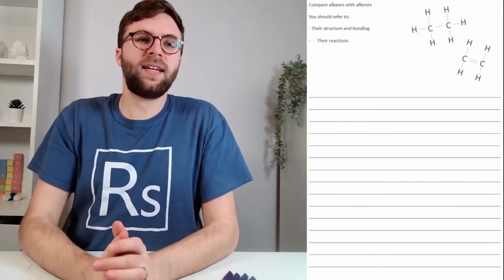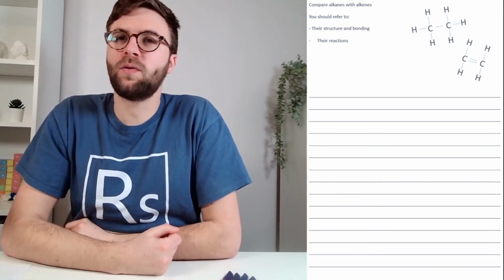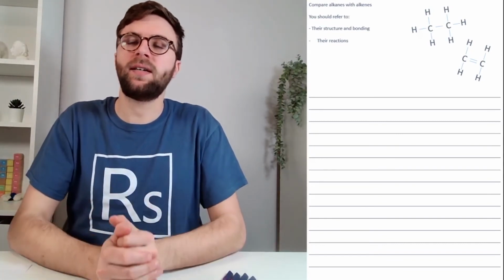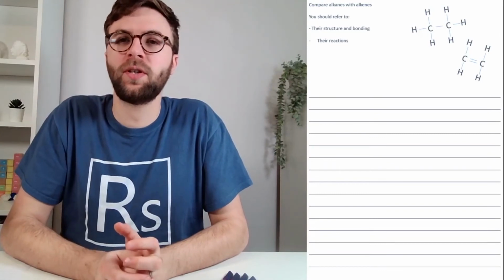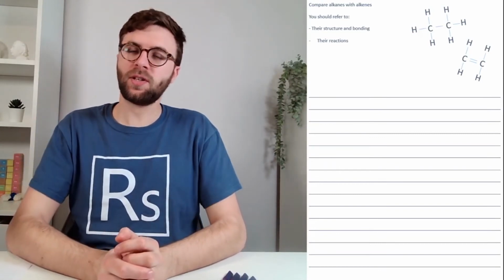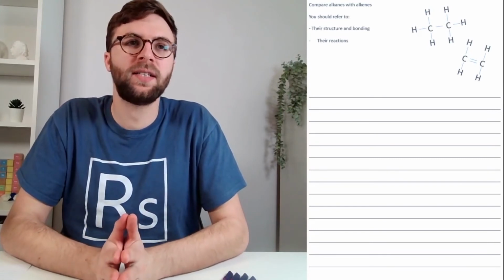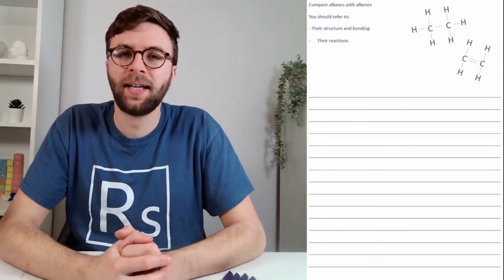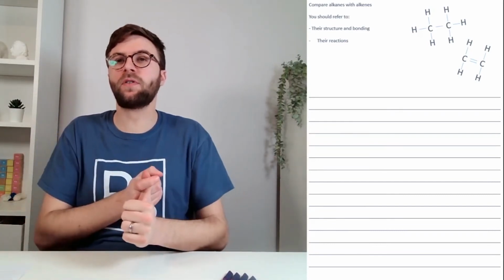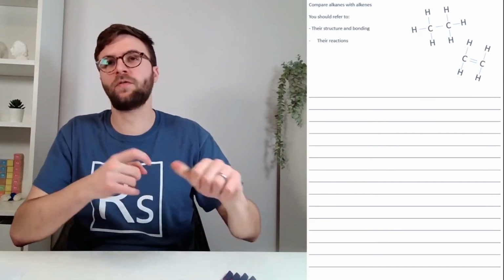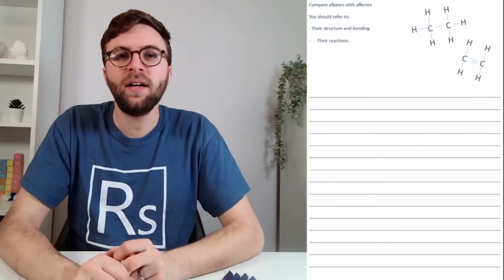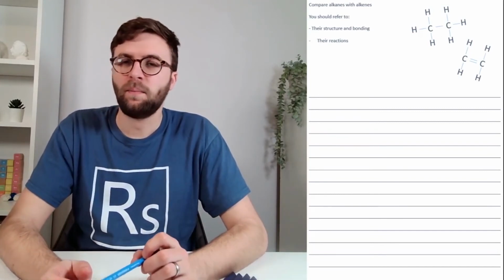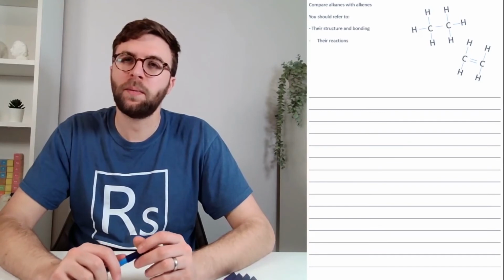Okay, so let's see how we're getting on with those. So when we're comparing, we obviously want to think about similarities and differences, and we think about structure and bonding, and then their reactions. So let's start off with similarities. What are the similarities between alkanes and alkenes in terms of their structure and bonding? Good, so they're both hydrocarbons. Okay, so they're both made of hydrogen and carbon atoms only. So that would be a nice similarity. Have you got any other similarities between them? Maybe think about what type of bond there would be between hydrogen and carbon.